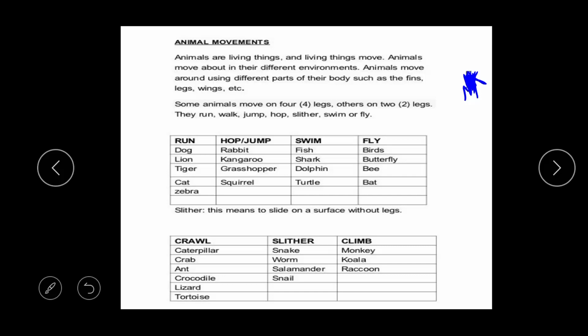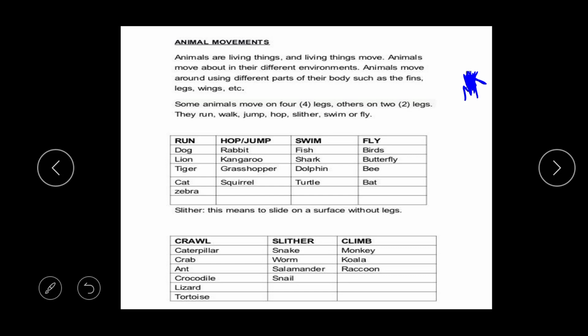Welcome to science class. Remember last week we learned about living things, and we said living things are living creatures that can move. They have life, they can grow, they can give birth to their young ones, they can eat, and so on. I think we also did animals and their sounds. So today we'll be moving on to animals, and we'll be learning about animals' movements.